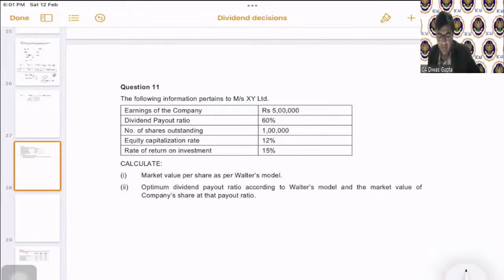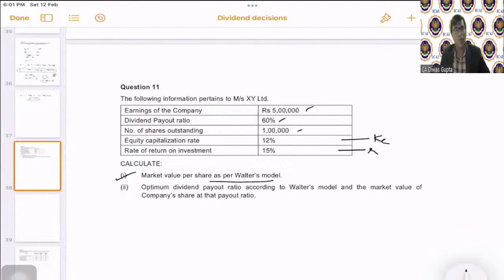Yes, students. Question number 11 says that the following information pertains to Messrs. XY Limited. Earnings of the company is rupees 5 lakhs. Dividend payout ratio is 60%. Number of shares outstanding is 1 lakh. Equity capitalization rate is KE, and rate of return on investment is R, which is this. Calculate the market value per share as per the Walters model.